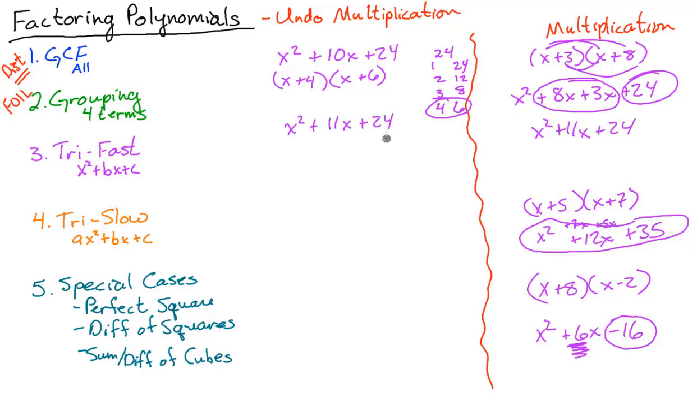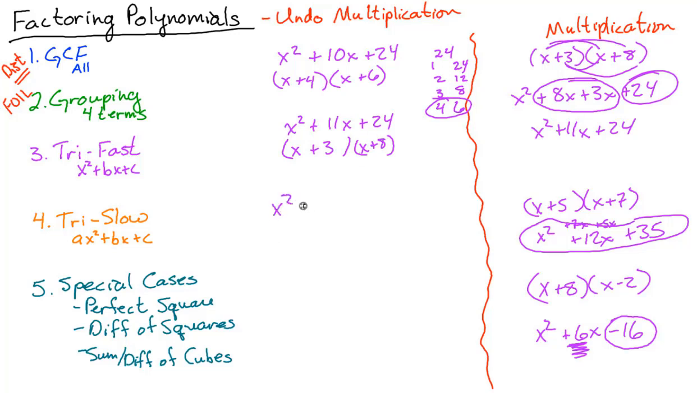So if we had something like x squared plus 11x plus 24, it would be a different set. We'd have an x and an x, and what times to 24 but adds to 11? Oh, that's that one right there. Look at that, plus 3 and plus 8. Good deal. Okay, let's try another one.